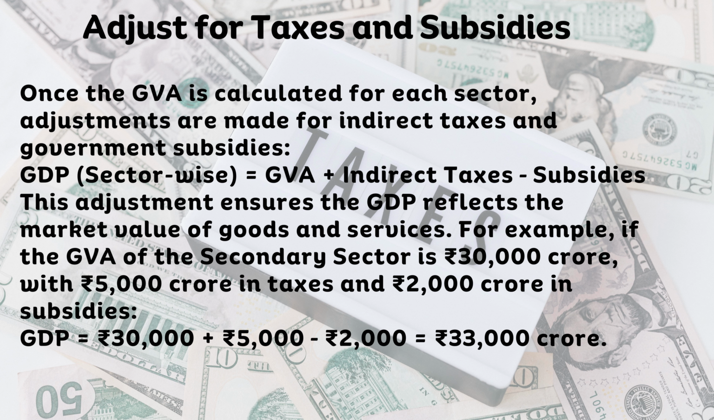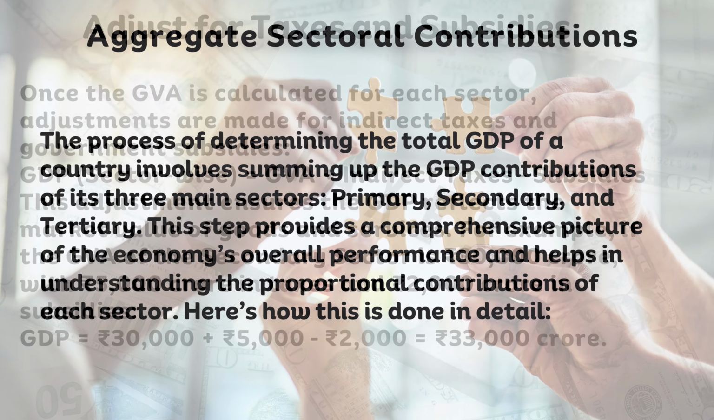For example, if the GVA of the secondary sector is 30,000 crore rupees, with 5,000 crore rupees in taxes and 2,000 crore rupees in subsidies, GDP is equal to 30,000 plus 5,000 minus 2,000 is equal to 33,000 crore rupees.